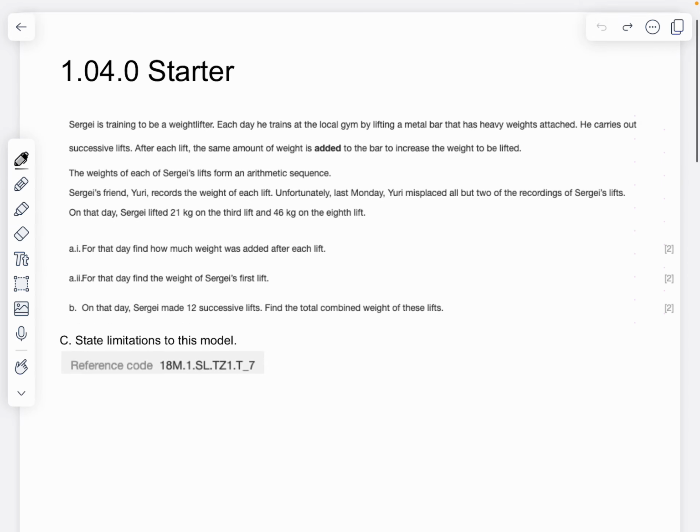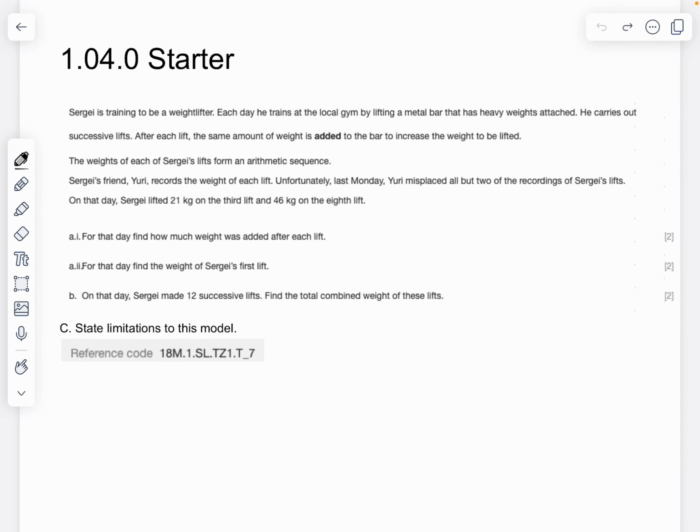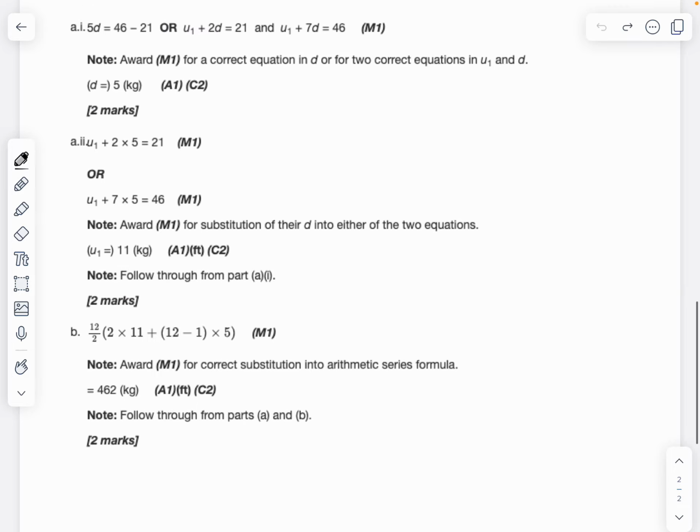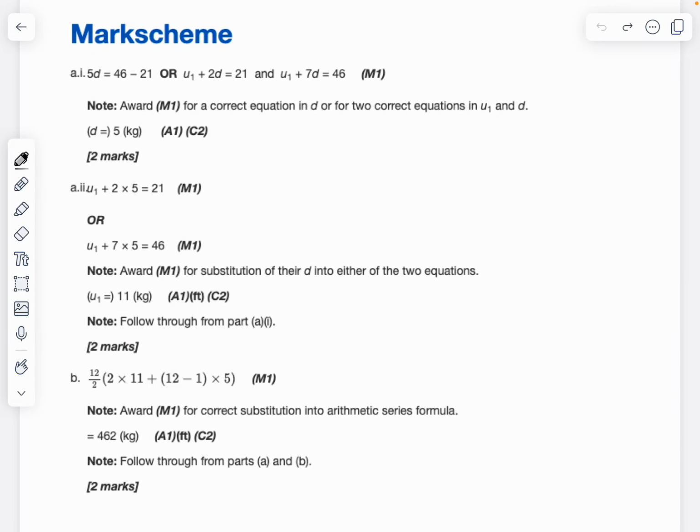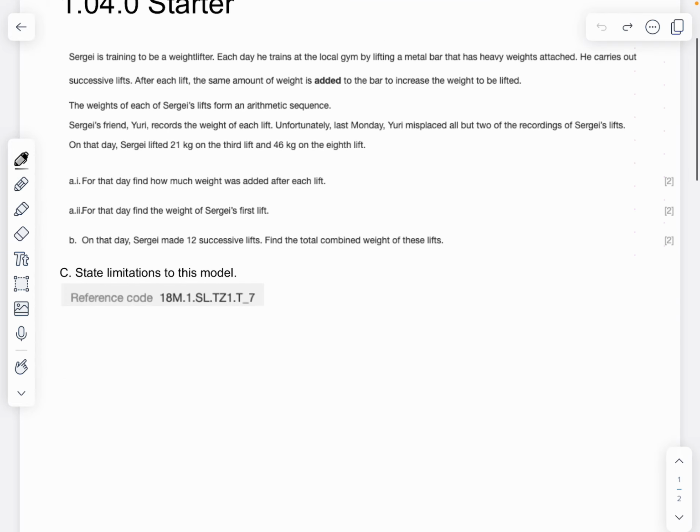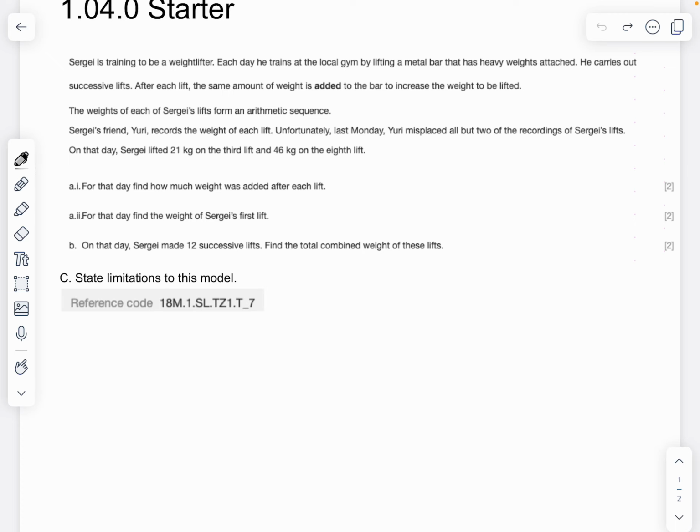Hey everybody. So today you're going to be learning about infinite geometric series, but we're going to start off with an arithmetic starter here. And the mark scheme is down below. This is kind of an IB question bank problem, but I'm going to go through the problems anyway. So if you want to just check your work at the bottom or you want to follow along with me, whatever you want to do is just fine.